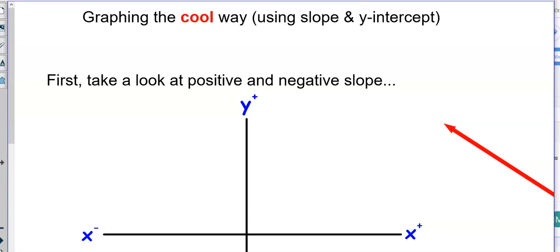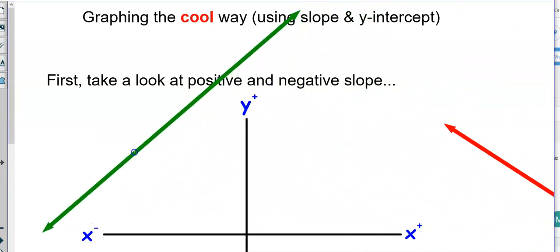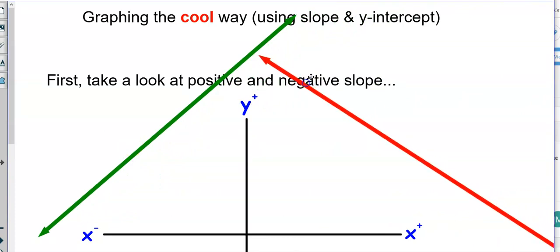So positive slope looks like this. That would be a positive slope. Negative slope looks like this. You probably remember that: positive goes up the hill, negative goes down the hill as you go left to right. So if you have anything sloping down the hill, it's going to be negative, and positive is up the hill. Is there anything else there?